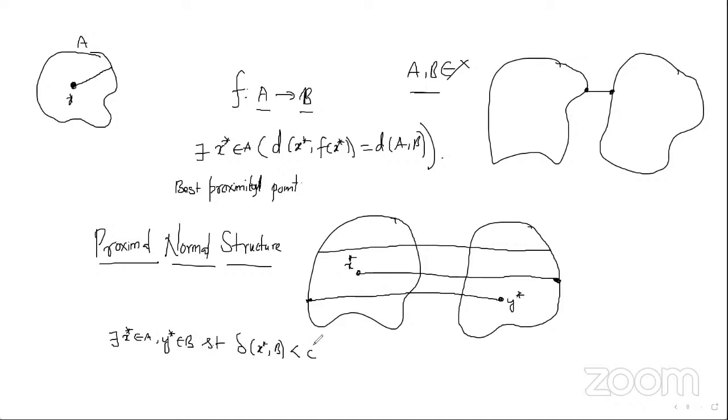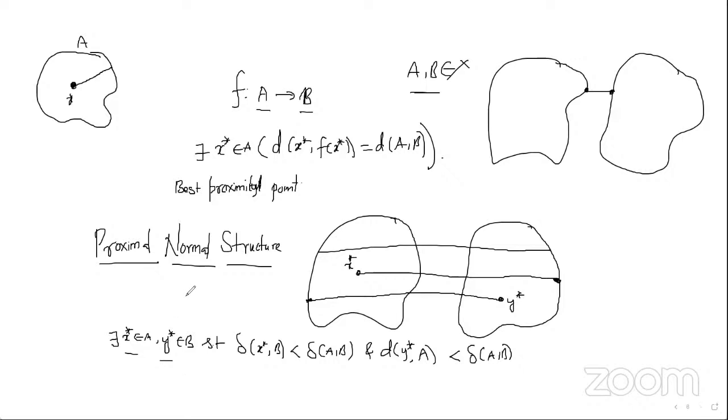strictly less than the proximal diameter of AB, which is the maximum distance from one element of A to another element of B, as well as the same condition with y star. The diameter from y star to A, the maximum distance from y star to A, also should be less than the diameter of AB. If such x star, y star exist, then we say these are proximal non-diametral points of AB.